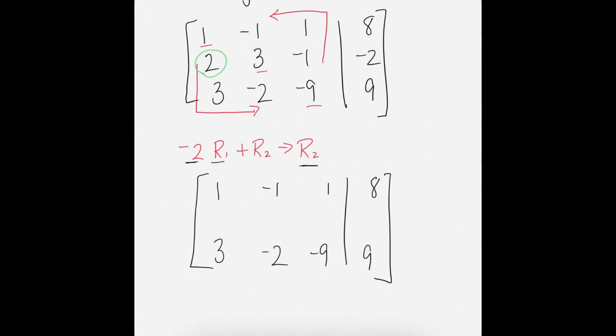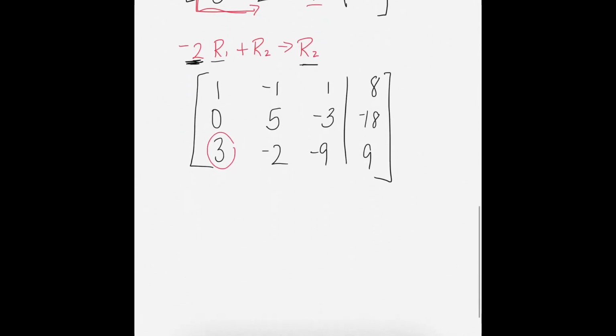So I'm taking -2 and multiplying it by row 1. -2 times 1 gives me -2, plus 2 gives me 0. Then my next entry, -2 times -1 makes +2, plus 3 makes 5. My next entry is -2 times 1 is -2, plus -1 makes -3. Then -2 times 8 gives me -16, plus -2 gives me -18. All right, one step down.